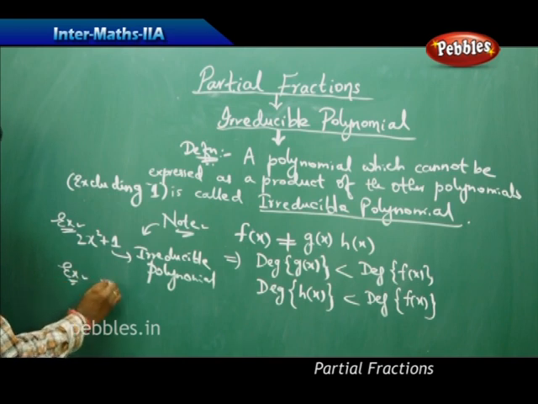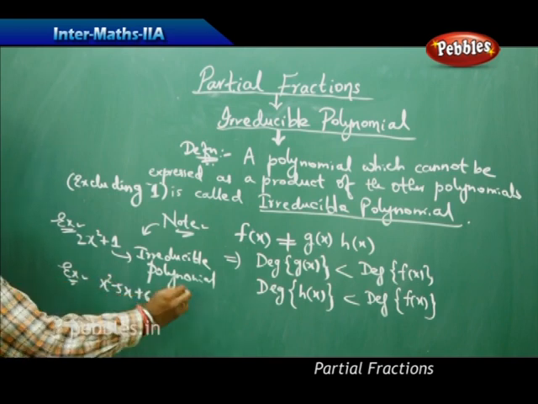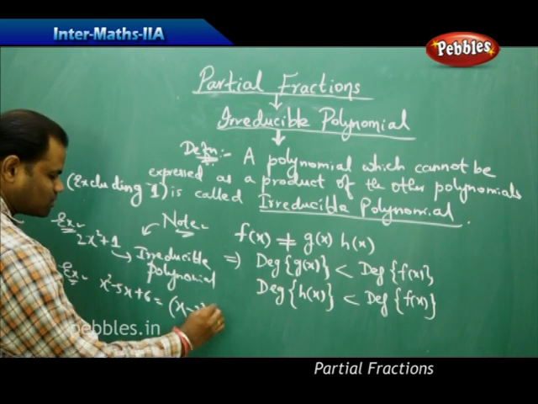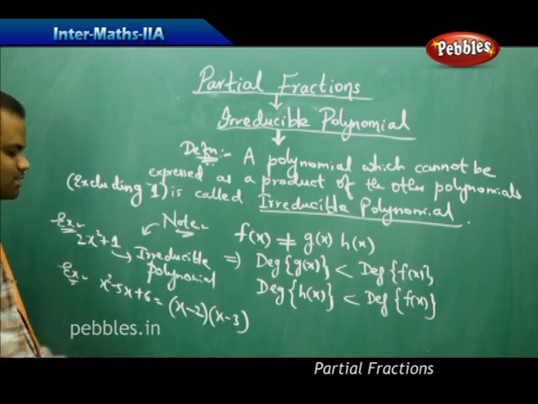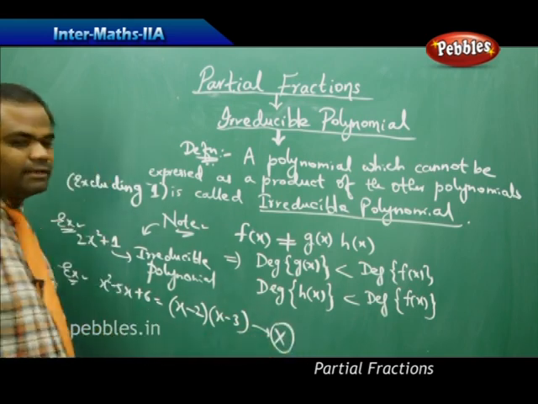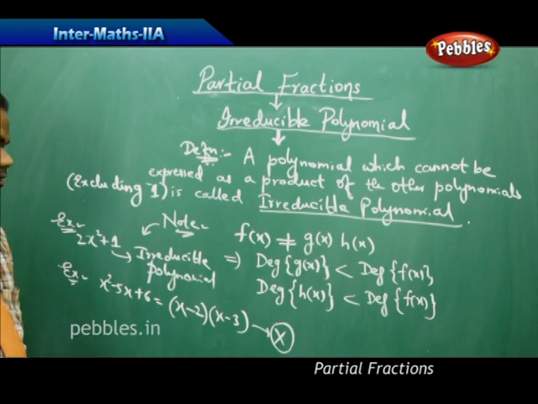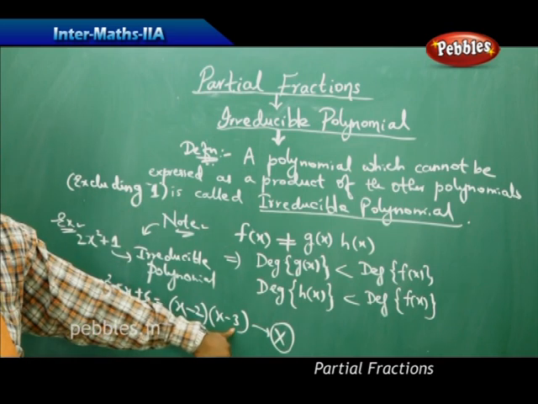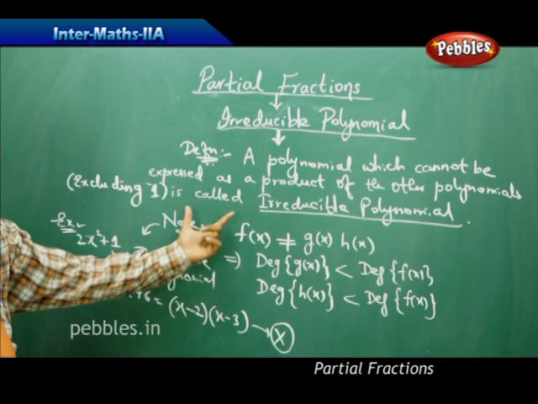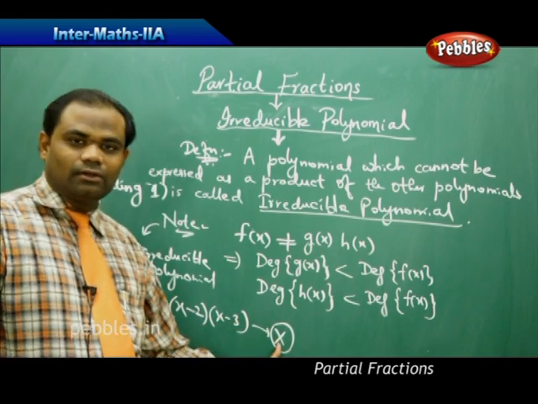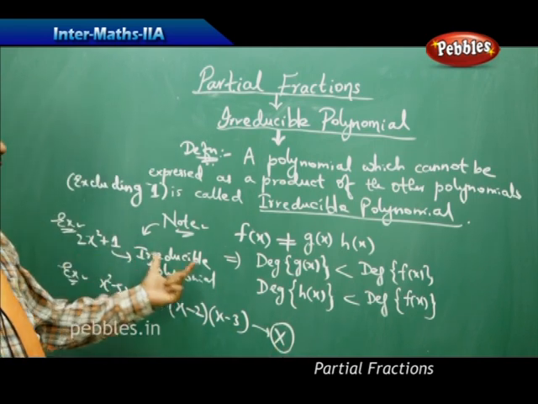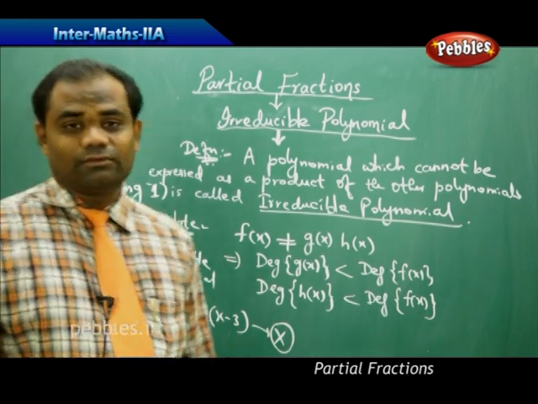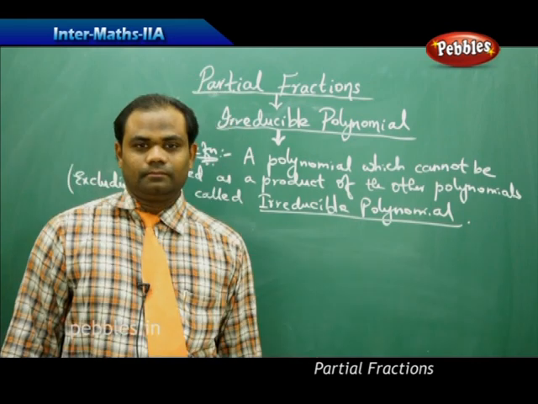But when I take the polynomial x squared minus 5x plus 6, which can be expressed further as a product of two different polynomials, x minus 2 into x minus 3, it is not an irreducible polynomial, because this can be expressed as the product of two other polynomials, which gives us the contradiction for the definition. Therefore, this is not an irreducible polynomial. This is an irreducible polynomial. This is how we understand the concept of irreducible polynomials.